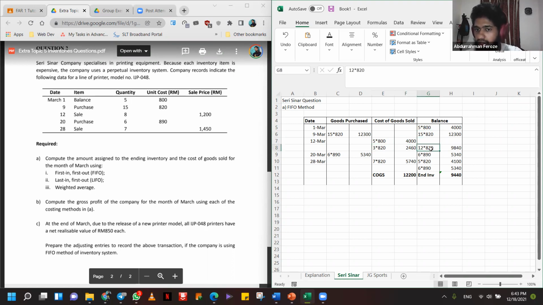And then, of course, what is remaining? These 5 have already been sold, so that's no longer there. But from the 15, we sold 3 of it. So 12 is remaining. So the remaining is 12 into 820. Is that clear?